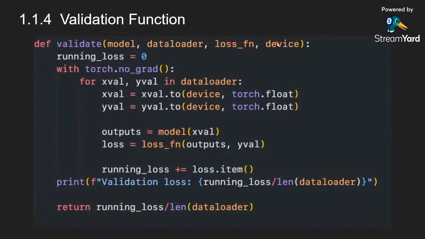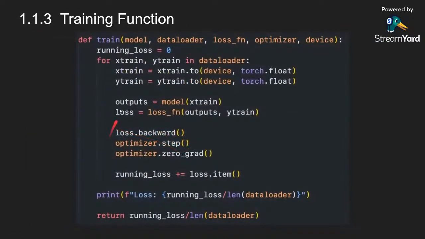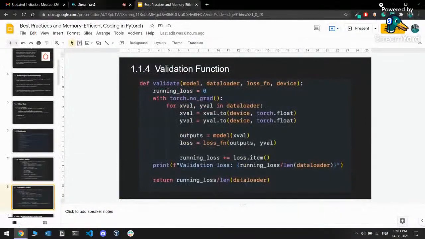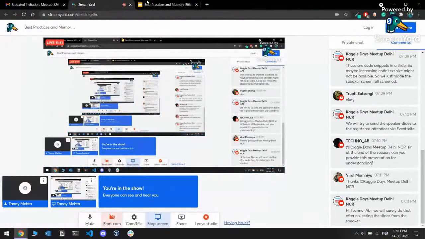Right, so this is the validation function. So the training one is done. The validation function is even simpler than the training one. In training, you're calculating loss, and after that you're doing the optimization and training steps. In validation, the running loss concept remains the same. However, we do not calculate gradients, so we use torch.no_grad.